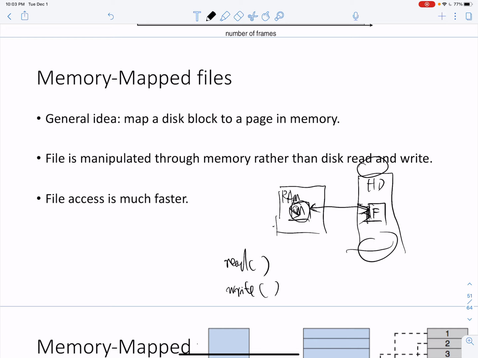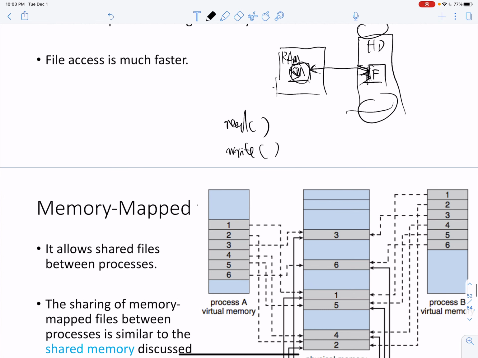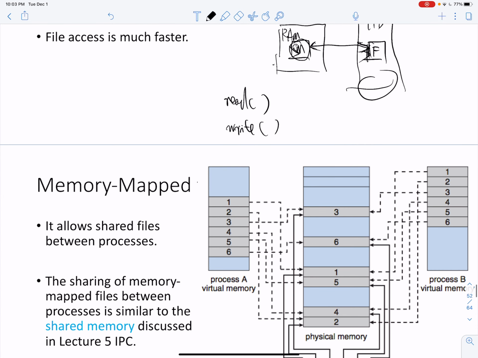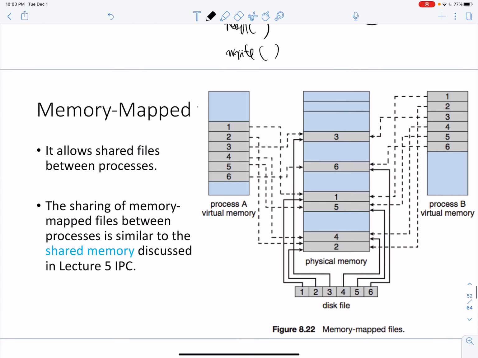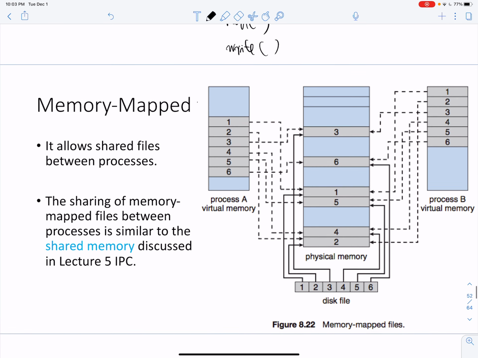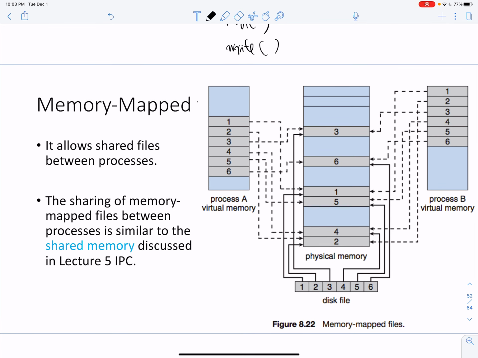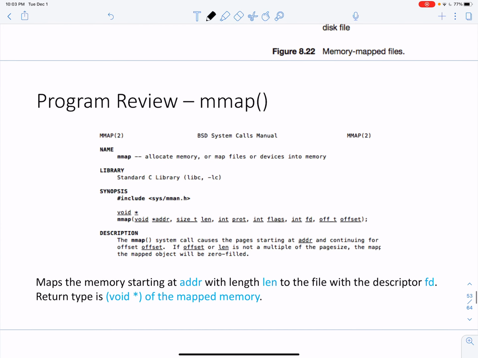This is the technique that I'm talking about: create a mapping between two. And with memory mapping, we can let different processes share the same space.